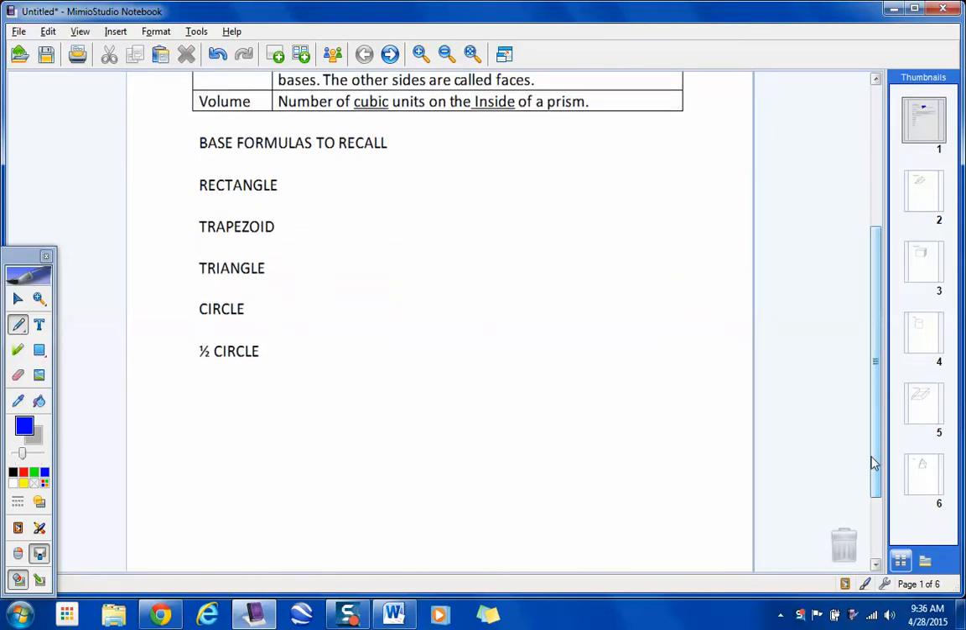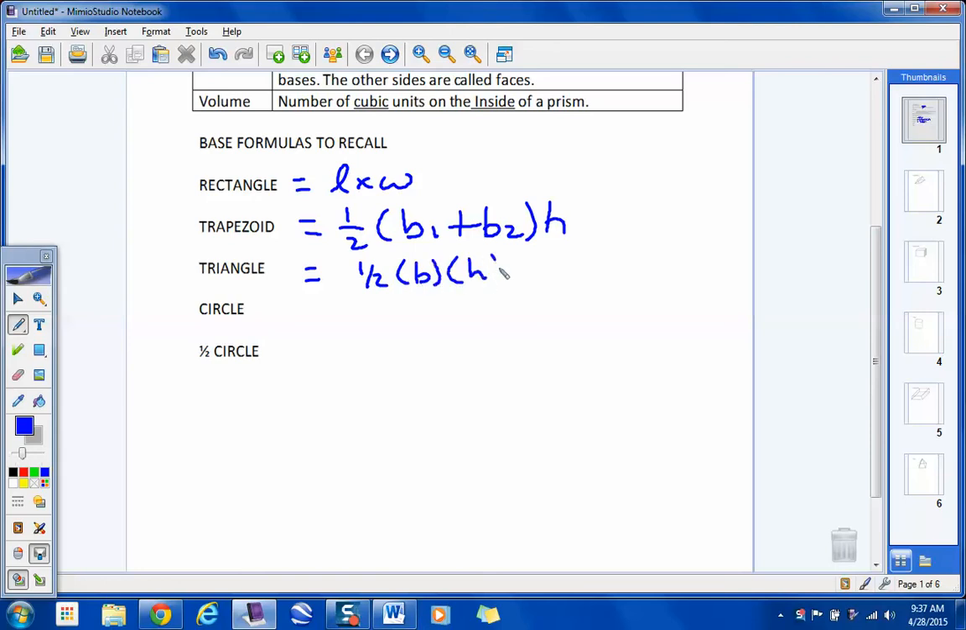Base formulas to recall. Okay. Rectangle, what is it again? Okay, our length times a width, right? Everybody agree with that? Trapezoids? I just want to jot these down again. Guys agree with that? Okay, triangle. Okay, half of base times a height.